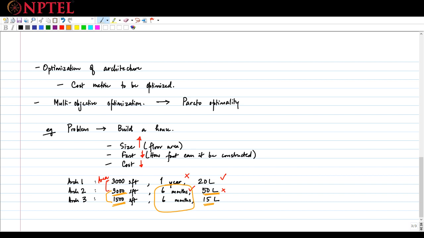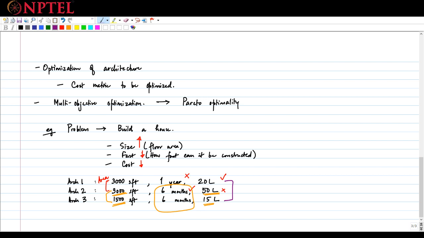So once again, same story. Which one is better? It depends on what you want. If you are willing to accept the smaller house, then yes, the cheaper construction is better for you. Similarly, we can also have a comparison between the first and the third.